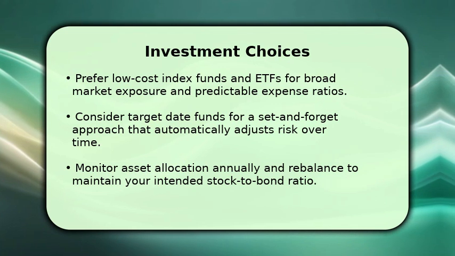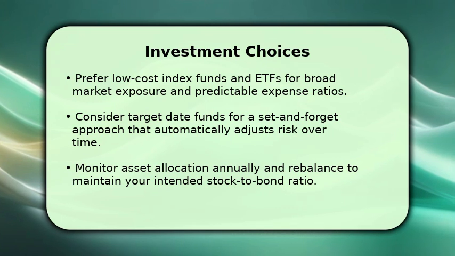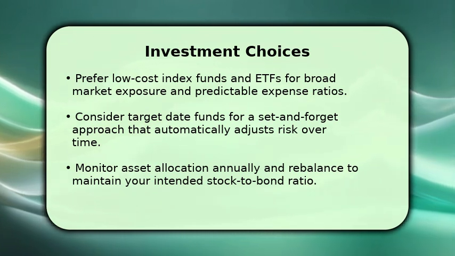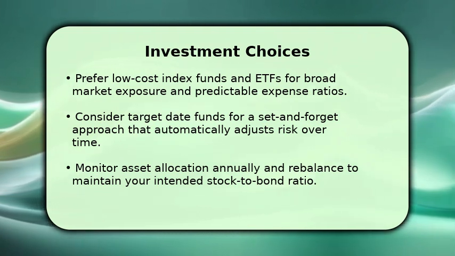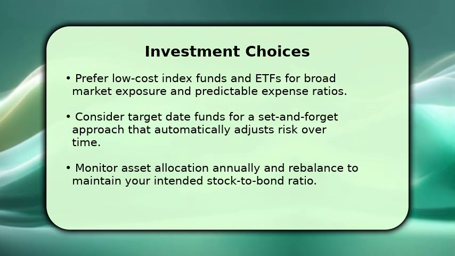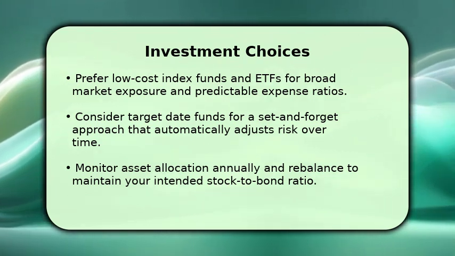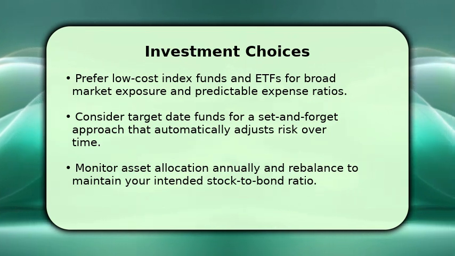Start with a simple allocation like 80% stocks and 20% bonds if you have decades to grow, or shift to more bonds as you near retirement. Use Fidelity's allocation tools to model scenarios, and remember contributions happen post-tax, so qualified withdrawals are tax-free in retirement.